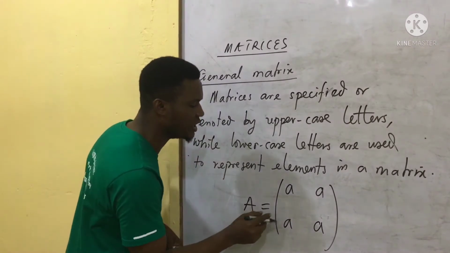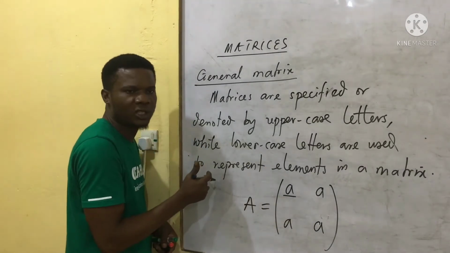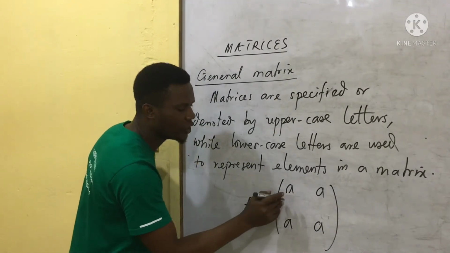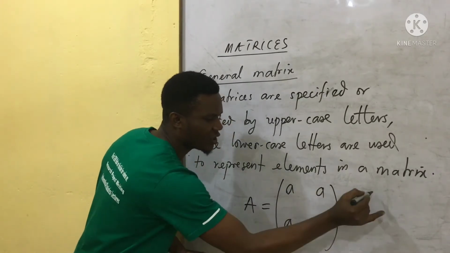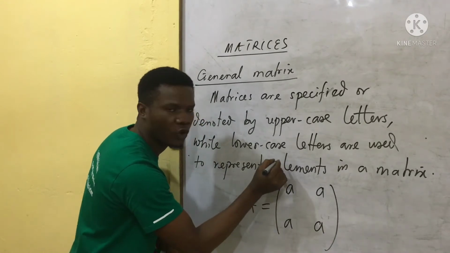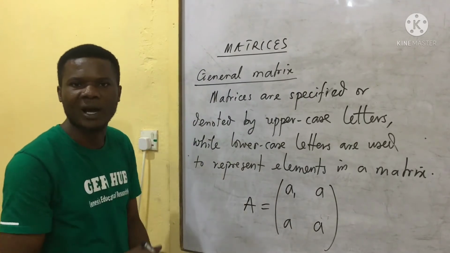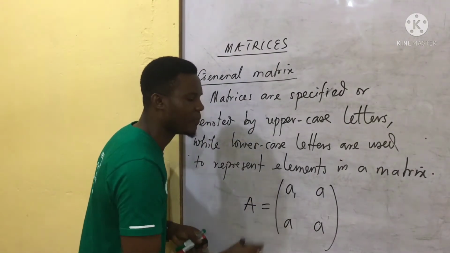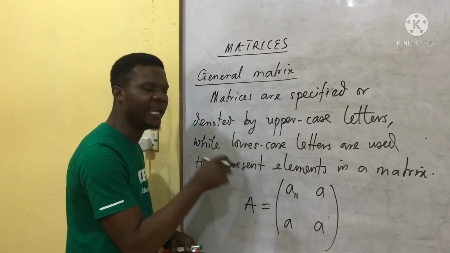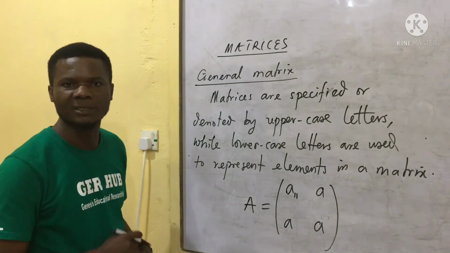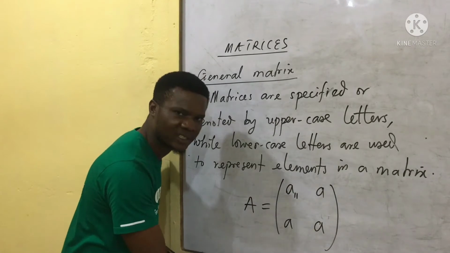So what I'm going to do is this. If you look at this a, being the first a, the topmost left element, you will notice that it occupies the first row. It is found along the first row, and for the columns, it is found along the first column. So I'm going to use 1 to represent the fact that it is found along the first row, and to represent the fact that it is found along the first column, I'm going to use another 1. So a11 is what we now have for that element, meaning that that element is found along the first row and along the first column.